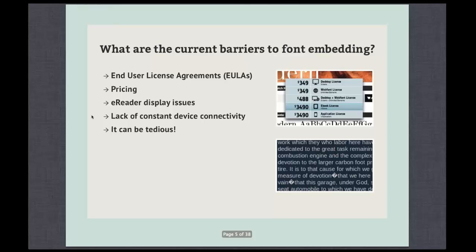So what are the current barriers to font embedding? The biggest one is probably end user license agreements. A lot of font foundries are really hesitant to have fonts in ebooks just because the EPUB file can be unzipped, and then those fonts can easily be pirated if someone wants to do that. So that's the biggest one.